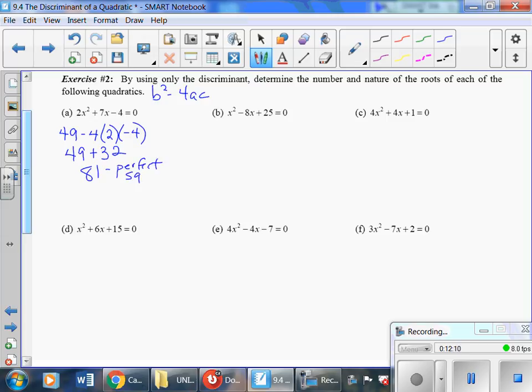Hopefully you know that. Red flag should be flying. This is Teetsa's favorite numbers, those perfect squares. So 81 is a perfect square. So we know that this is going to yield 2 unequal, rational roots. Because remember, when we look for the roots of this, that square root of 81 is going to turn out to be a very nice number, 9.